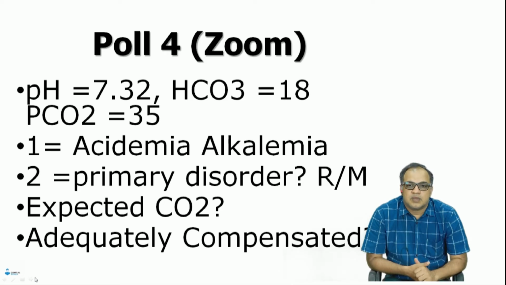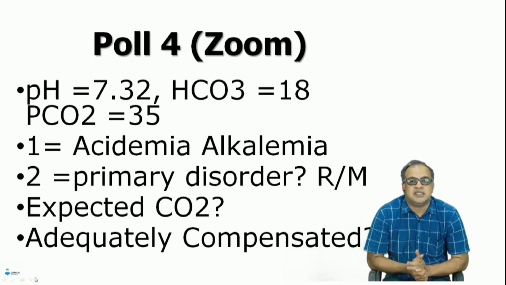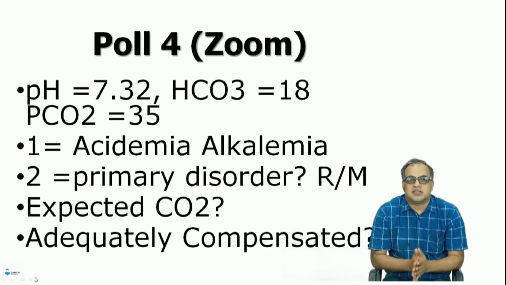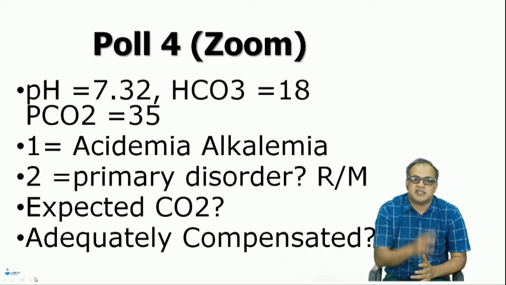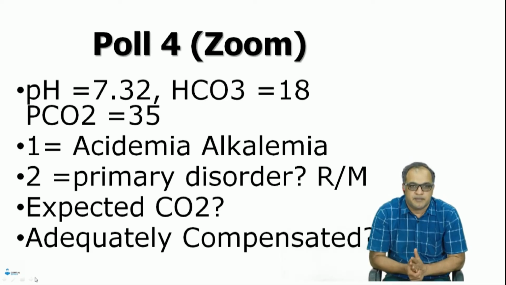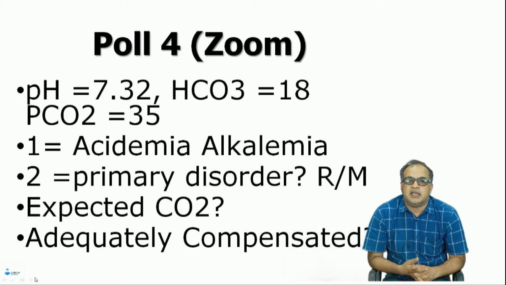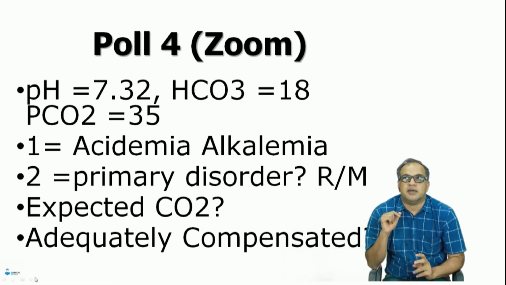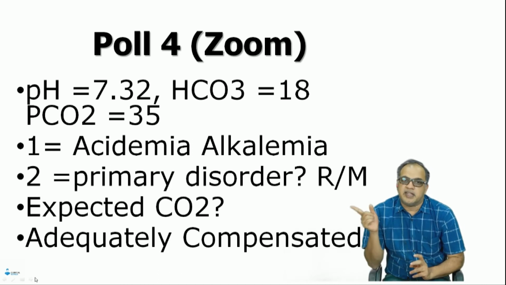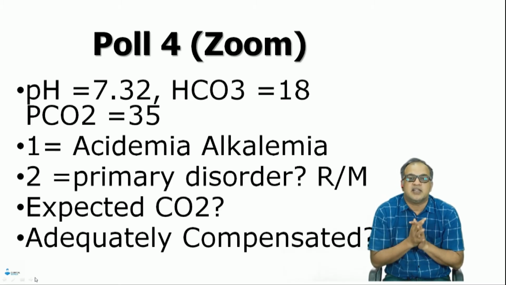Then what is the expected CO2? We have two formulas for expected CO2. First formula says that CO2 should be around the last two digits of pH. That means pH is 7.32, CO2 should be around 32. 32, 33 will do. So this 35 is more or less okay. If we apply Winter's formula, the easier one, the bicarbonate is 18. 18 means 6 less than 24. So CO2 should be 6 less than 40. That means PCO2 around 35 is fine. So is it adequately compensated? Yes, it is adequately compensated.